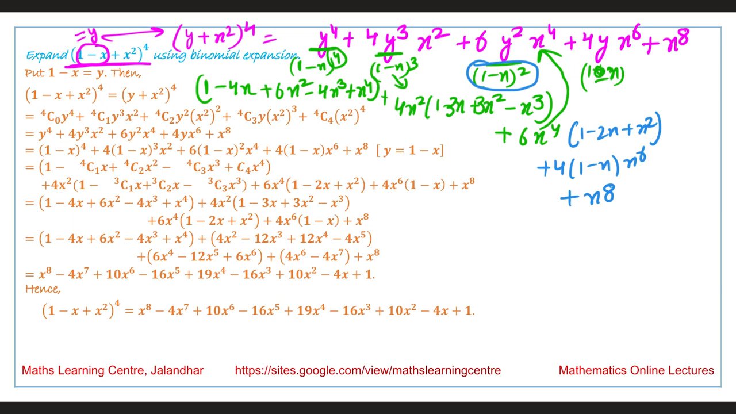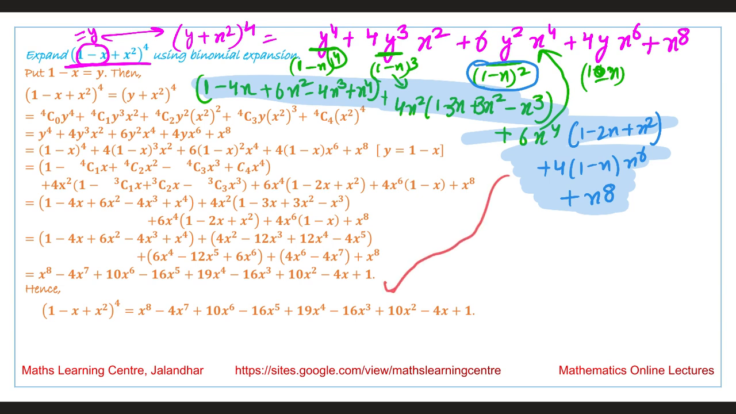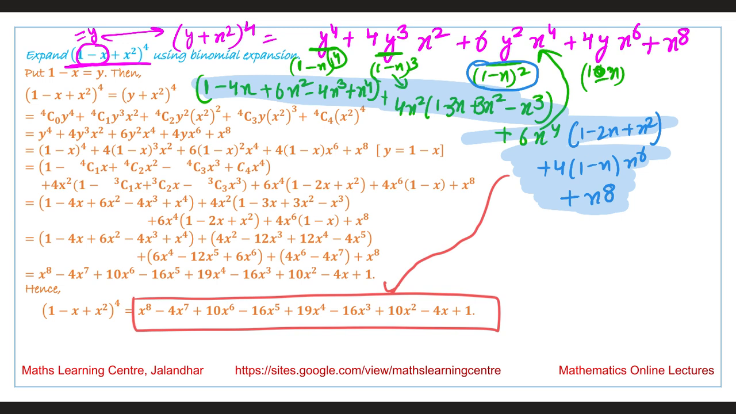Now if we collect the terms with like powers of x, we will obtain the final answer in this form: x raised to the power 8 minus 4x raised to the power 7 plus 10x raised to the power 6 minus 16x raised to the power 5 plus 19x raised to the power 4 minus 16x cube plus 10x square minus 4x plus 1. So by collecting the like terms with like powers, we will obtain this final answer.